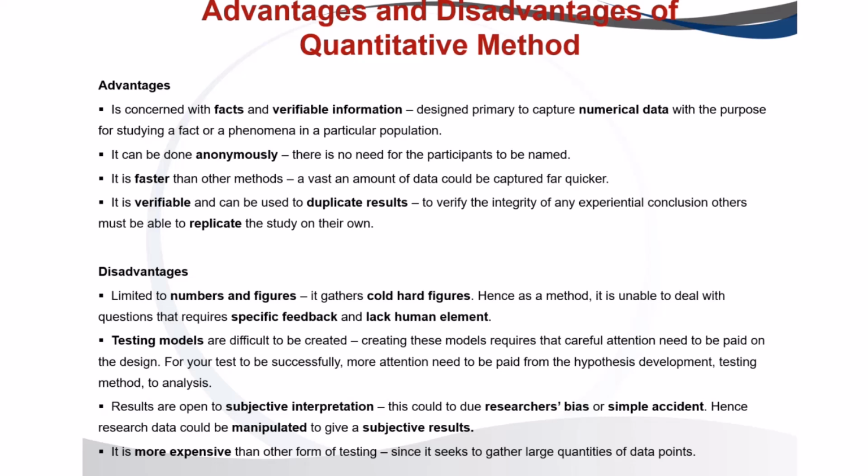It can be done anonymously. There's no need for participants to be named. Definitely, when, for example, you collect data using quantitative, you don't need the participants' names, okay? But for admin purposes, you can number your questionnaire, okay?